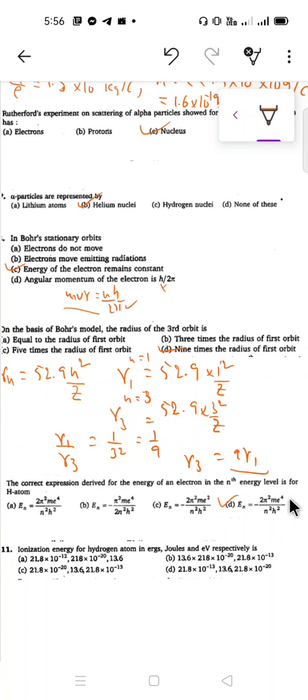Here there is another term, Z square, also present. Normally energy is equal to minus 2 pi square m e to the 4 Z square over n square h square. For the hydrogen atom, Z is equal to 1, so Z square is 1, and then we get this one. So D is the correct one.